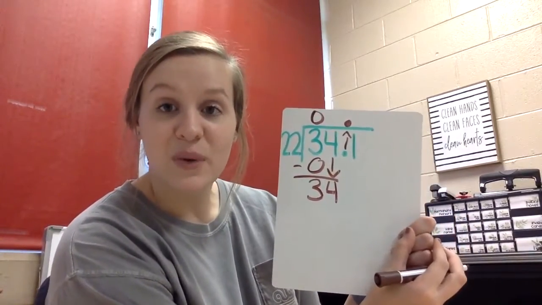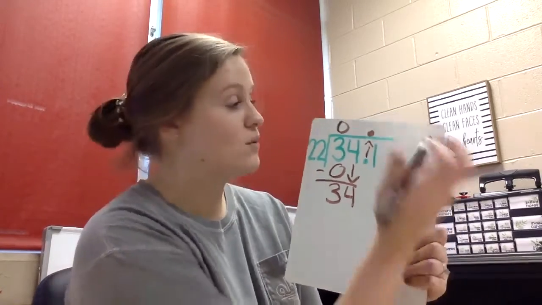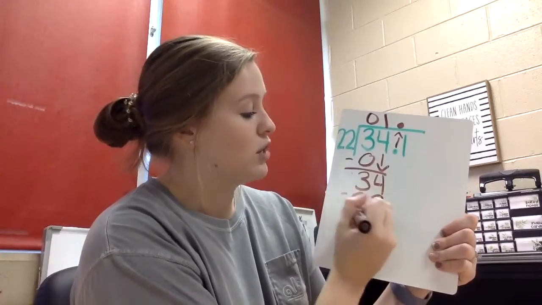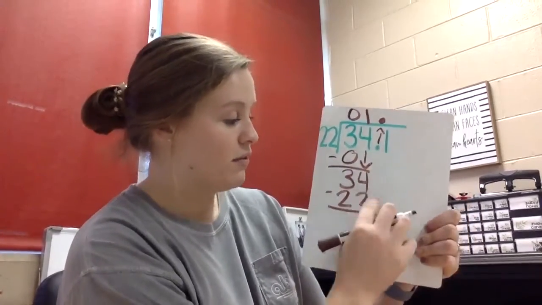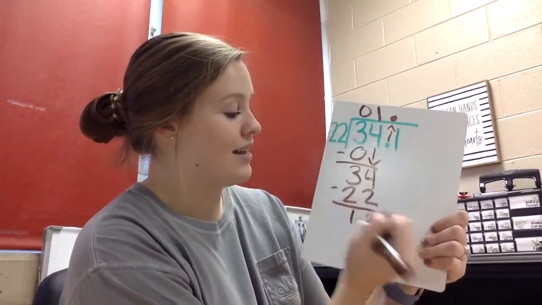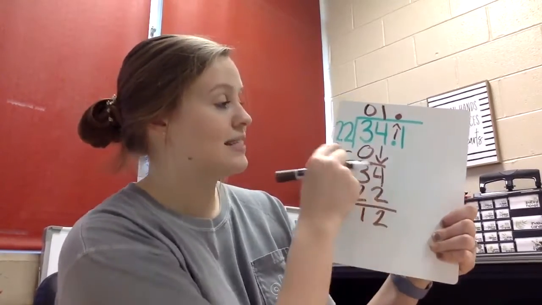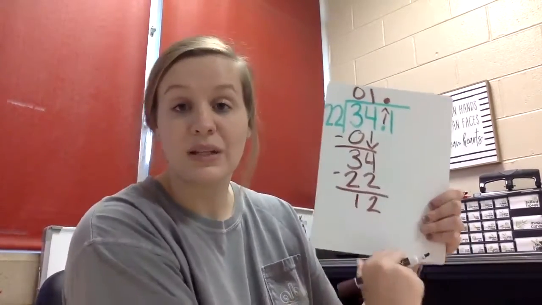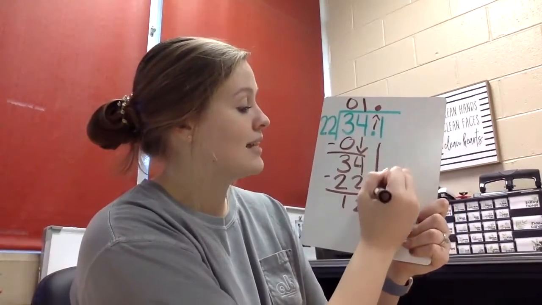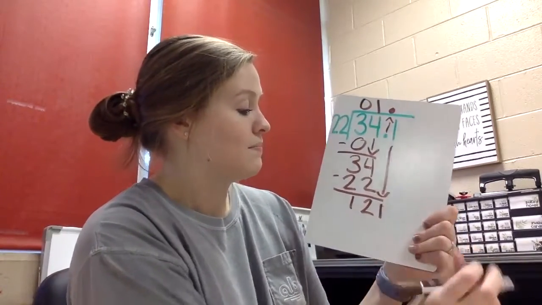Now we say 34 divided by 22 is 1 because 22 times 1 is 22. We will subtract 22 from 34. 4 minus 2 is 2. 3 minus 2 is 1. And we know that 12 is smaller than 22, so that means it could only go into it once, not more than once. Our next step is to bring down that 1.